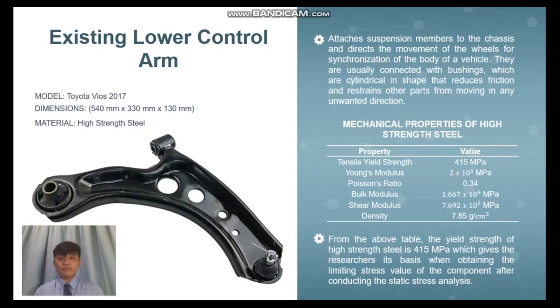For the mechanical properties of the material, which is high strength steel, we have the yield strength with a value of 415 MPa, megapascals. This property of the material is very important for the researchers to know because it gives us the basis for obtaining the limiting stress value of the component after conducting the static stress analysis. Meaning, after getting the results, we have to ensure that the stress induced on the material will not be greater than 415 MPa.